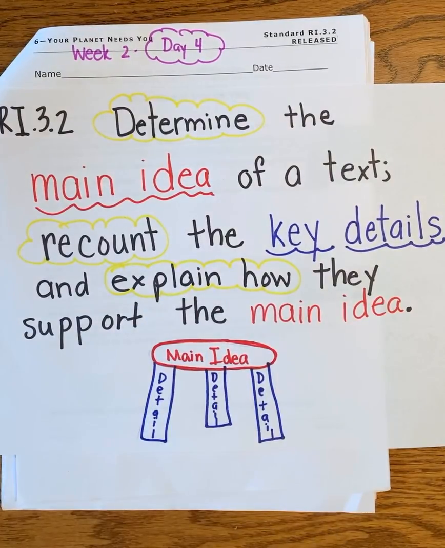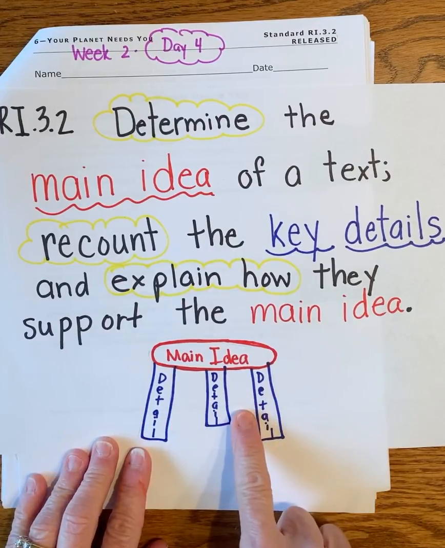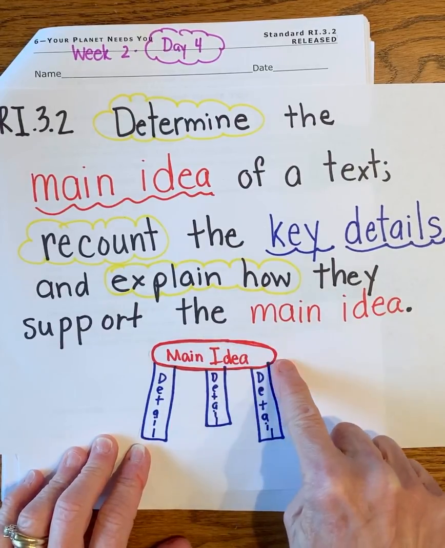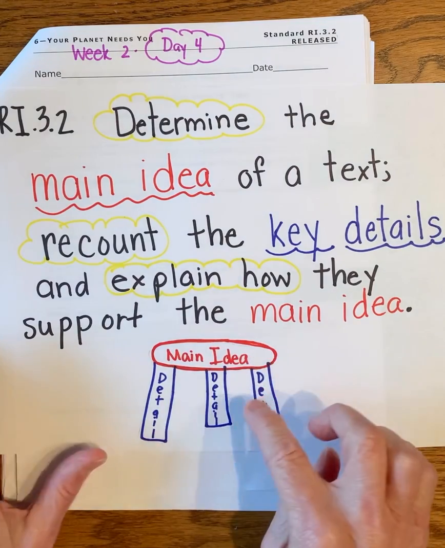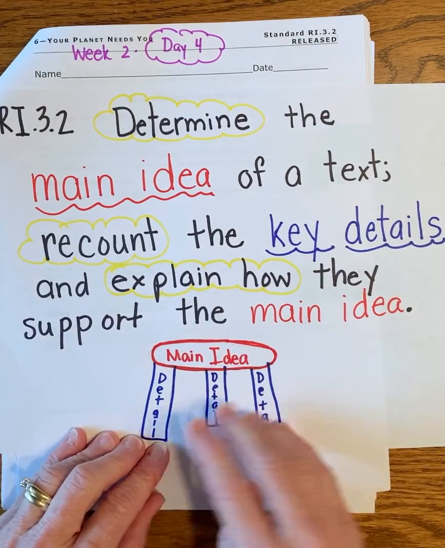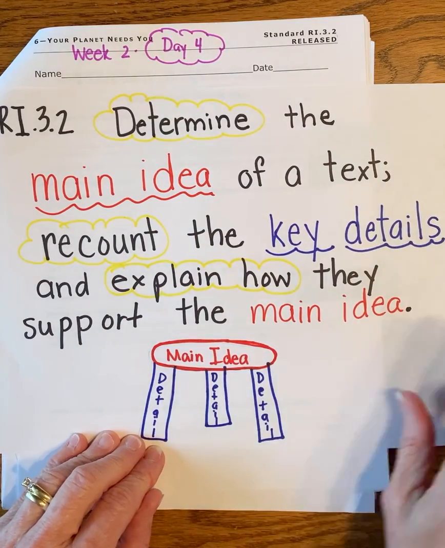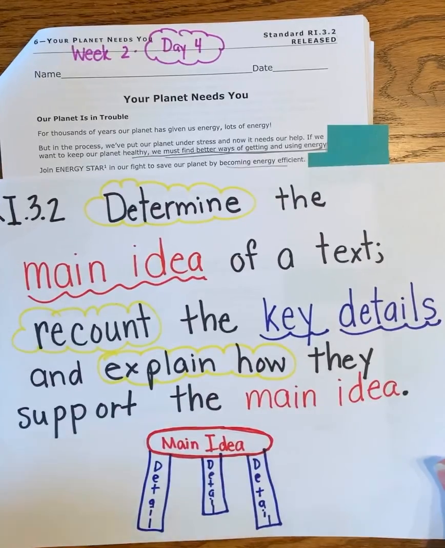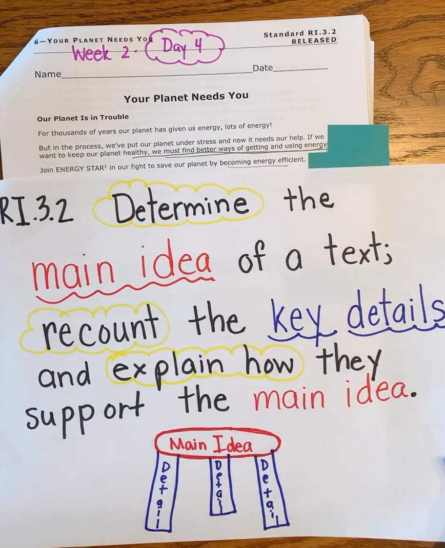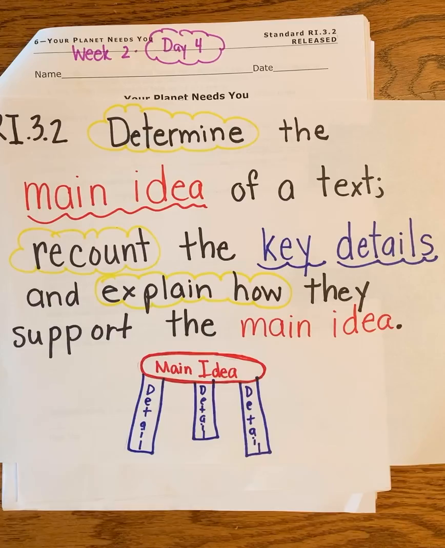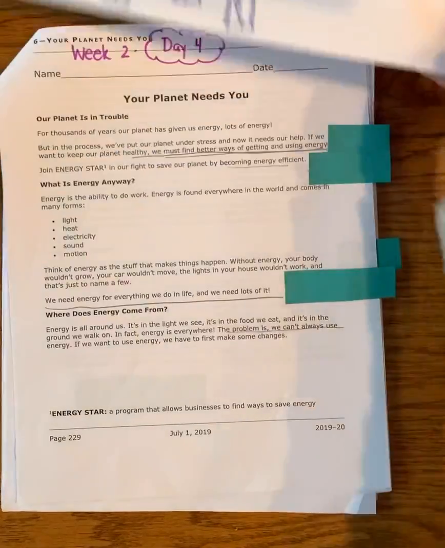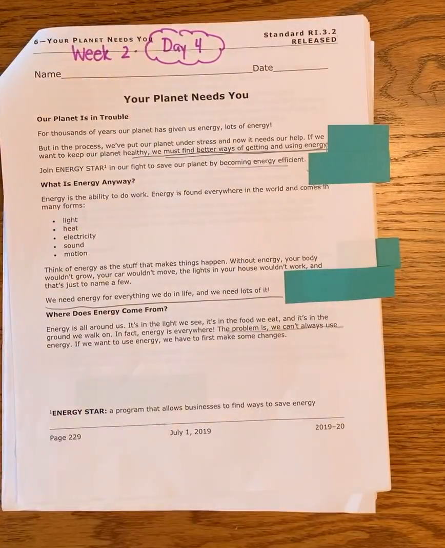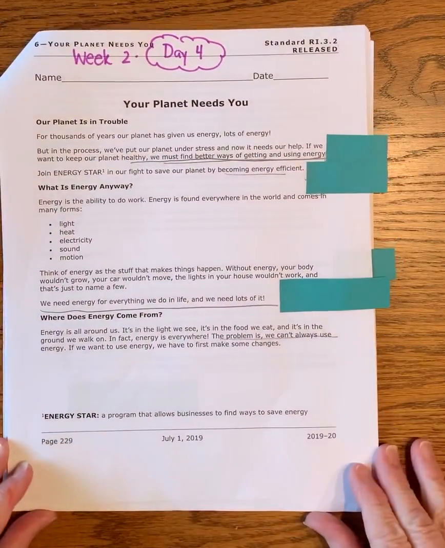And then after we do that, we have to be able to explain how these details, how are they connected to the main idea? What makes them key details and not interesting facts? So that's what we're going to be practicing when we read Your Planet Needs You today. So I'm hoping that once you do that, you're thinking about our standard and how readers of nonfiction text have to think a little deeper when we're thinking about the main idea.